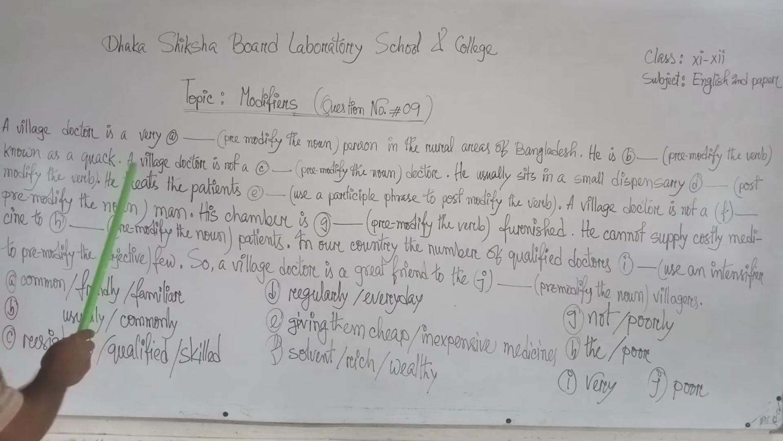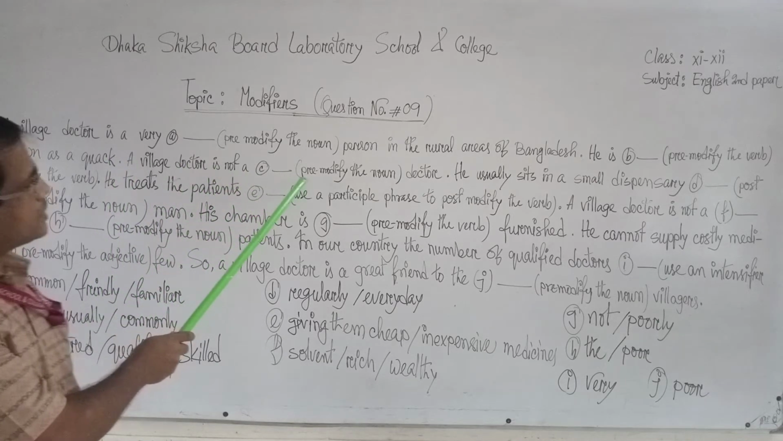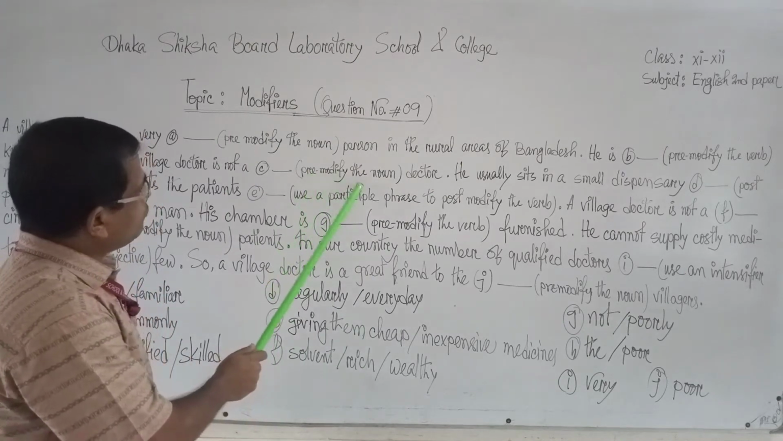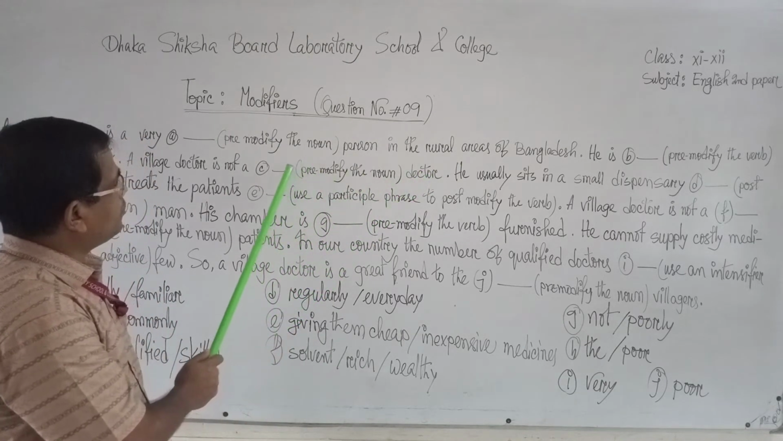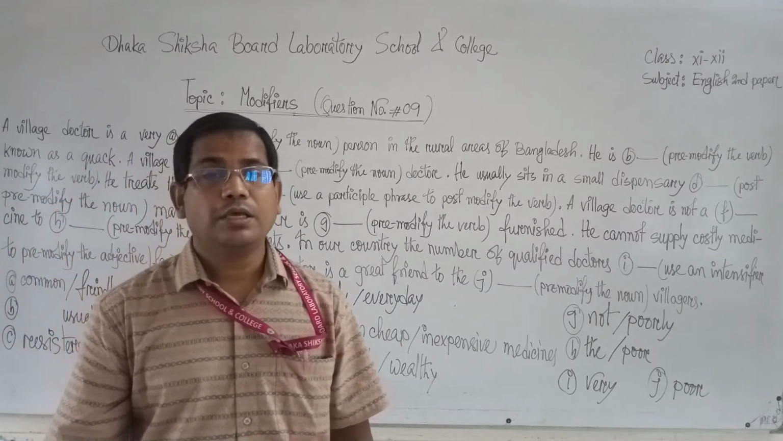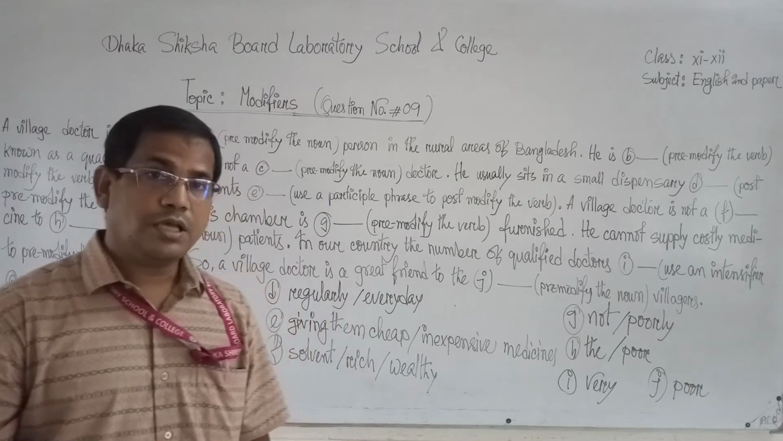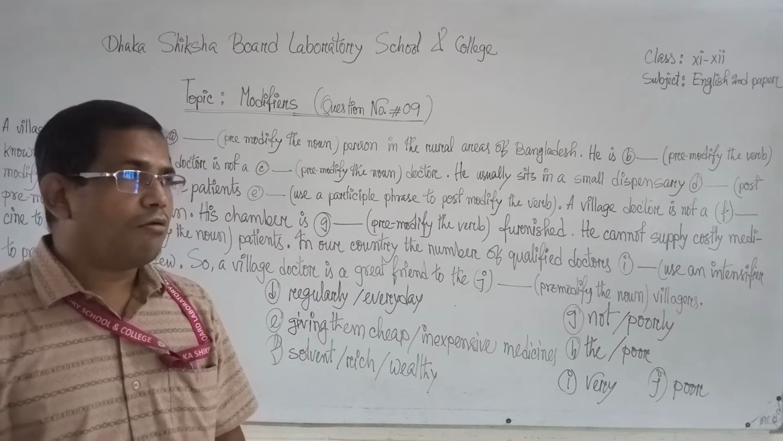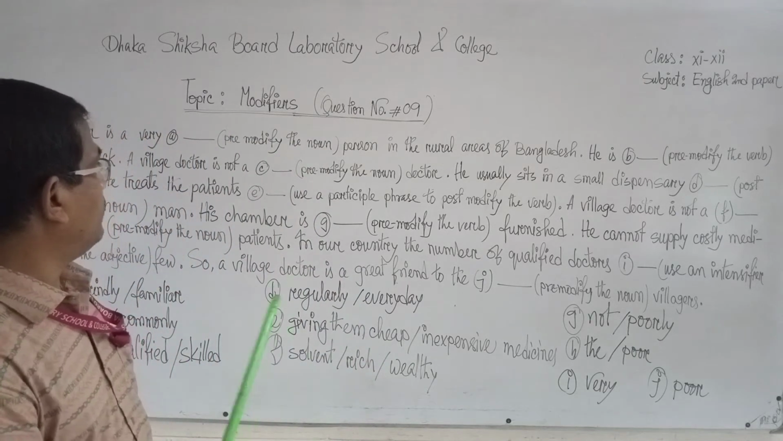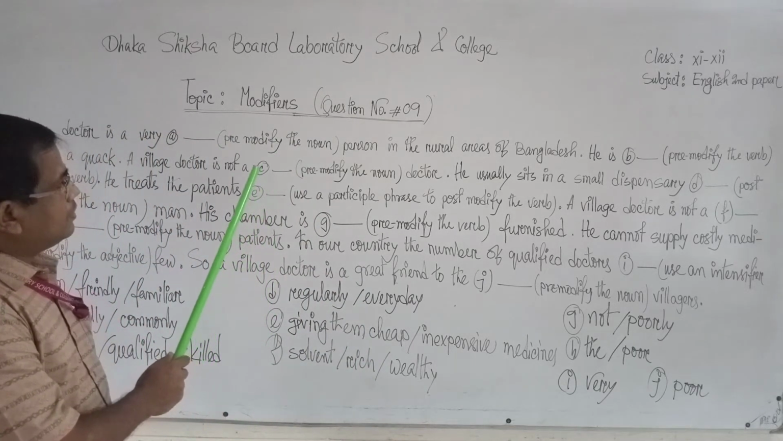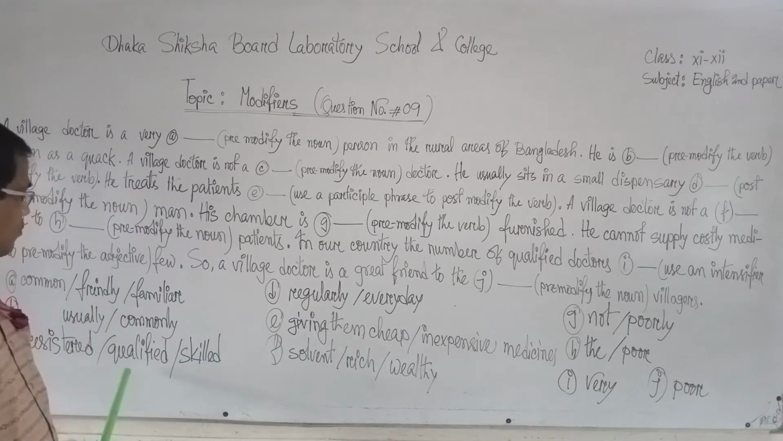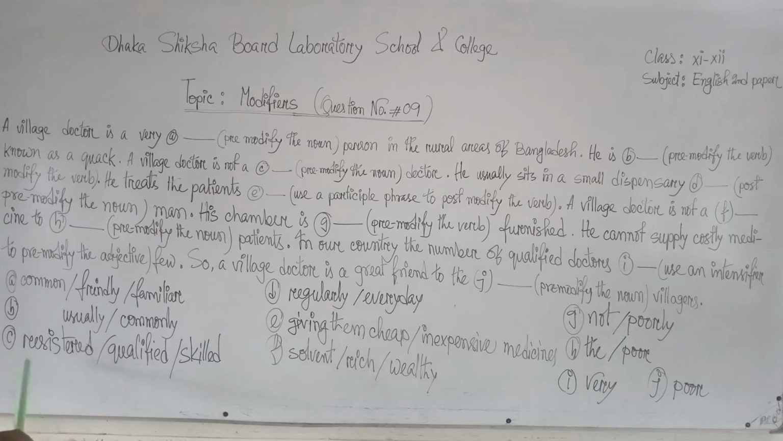Next, a village doctor is not a dash doctor. So pre-modify the noun. The noun is here, and the pre-modifier could be: is not a trained person, is not a skilled person, is not a certified person, is not a registered person. Whatever you write is correct. So your pre-modifier may be certified, skilled, registered, qualified, etc.